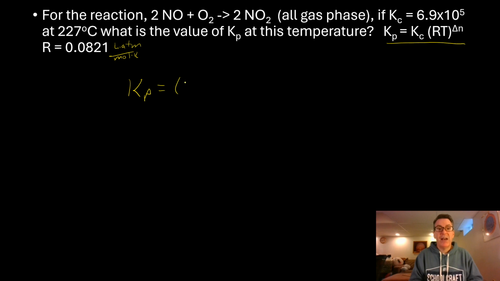We're given the Kc value. That's the 6.9 × 10 to the 5th power. And then we're going to multiply R and T together. So the R value is 0.0821. We're going to multiply that by T.